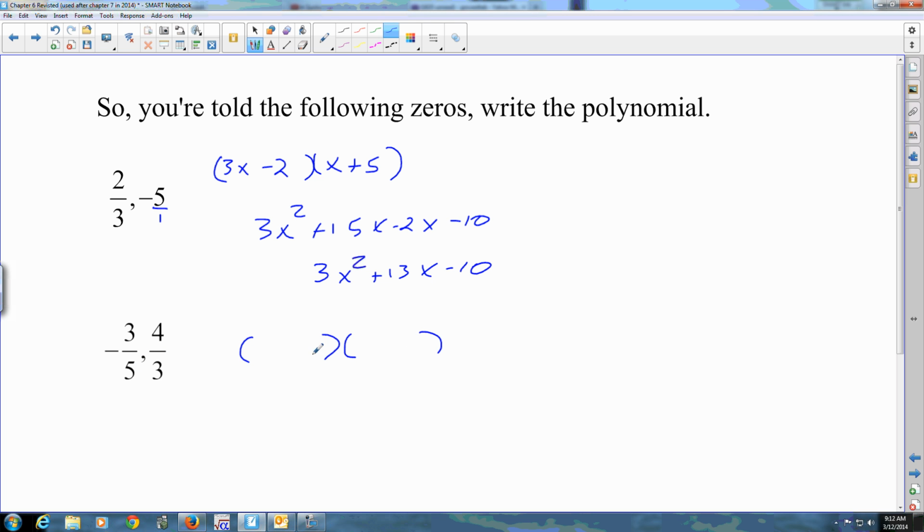Okay. This one, you're going to have two factors. So that would be 5x plus 3 and 3x minus 4. FOIL it. 15x squared minus 20x plus 9x minus 12. So you have 15x squared minus 11x minus 12. All right. So far, so good.